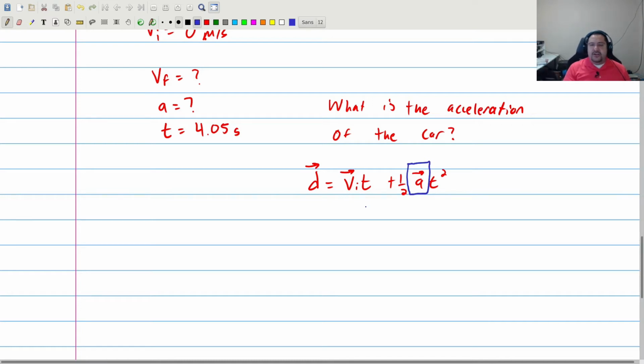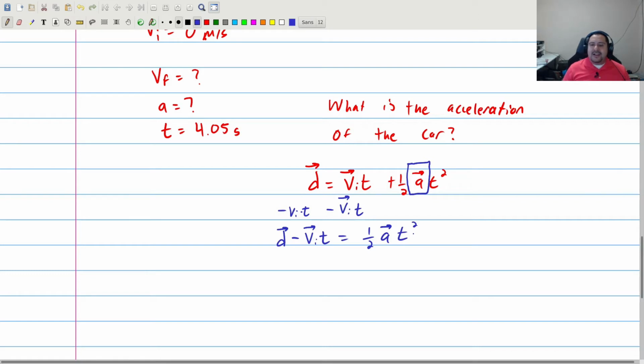So the first thing I'm going to do is move the vi times t. It's added here, so we're going to subtract it. So this is going to be minus vi times t and minus vi times t. On the left side, I'm going to get d vector minus vi times t is equal to 1/2 a vector t squared.